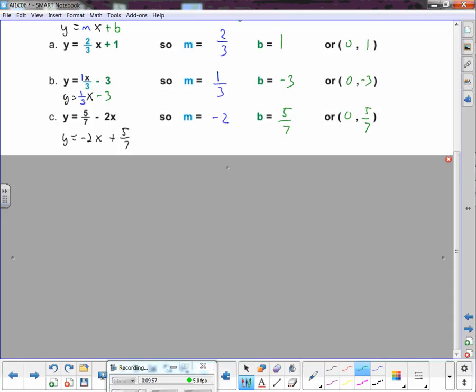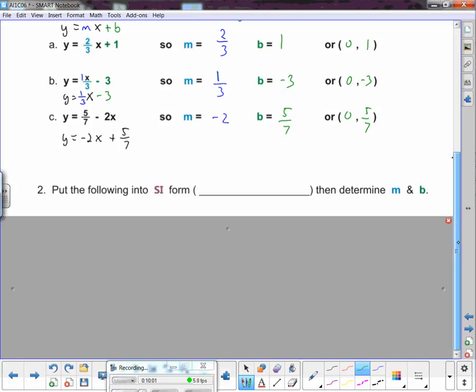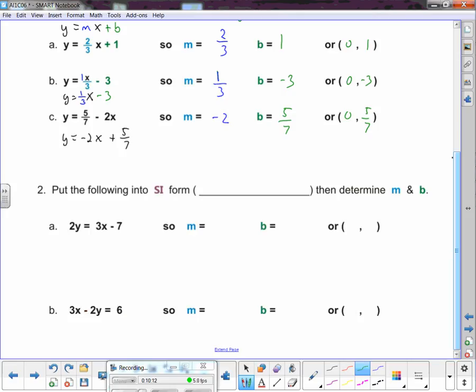Muy importante. All right, so focus on these. We'll come back to them often. You'll have it on every test the rest of your algebra career, asking you slopes and y-intercept values. Okay, it is really, really, really important.